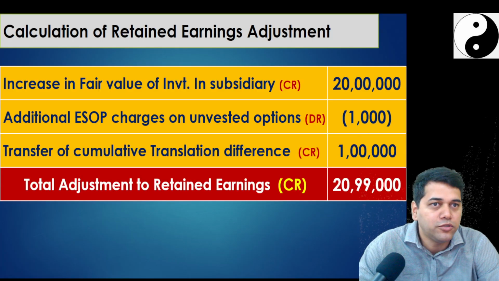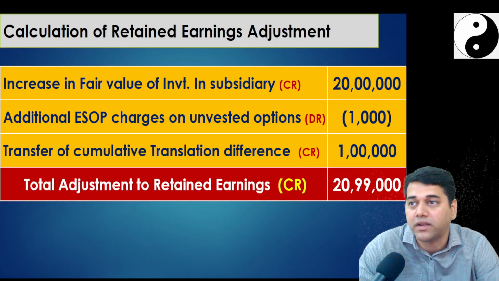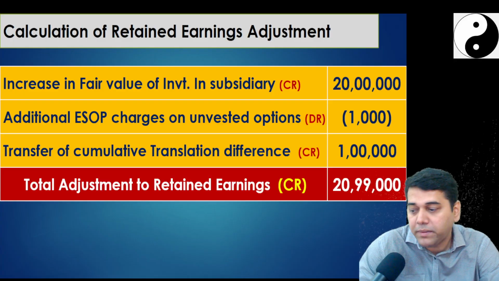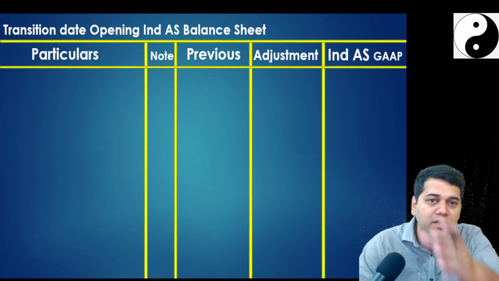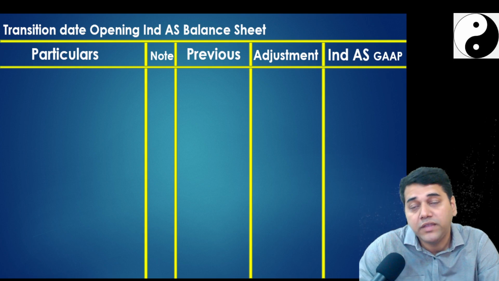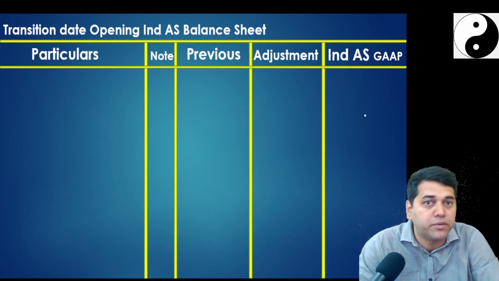Since we have already understood in Ind AS 110 how to prepare a consolidated balance sheet, they have prepared a balance sheet in a different way, giving you previous GAAP balances, adjustments and Ind AS balances. If they give it with Schedule 3 and notes, then we know that this type of presentation is not applicable.